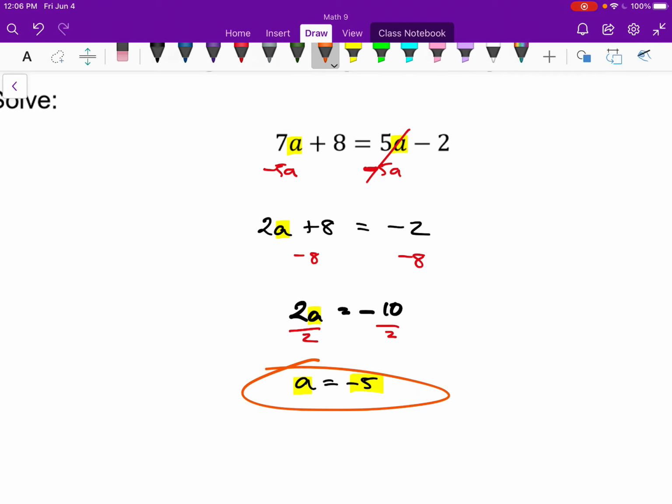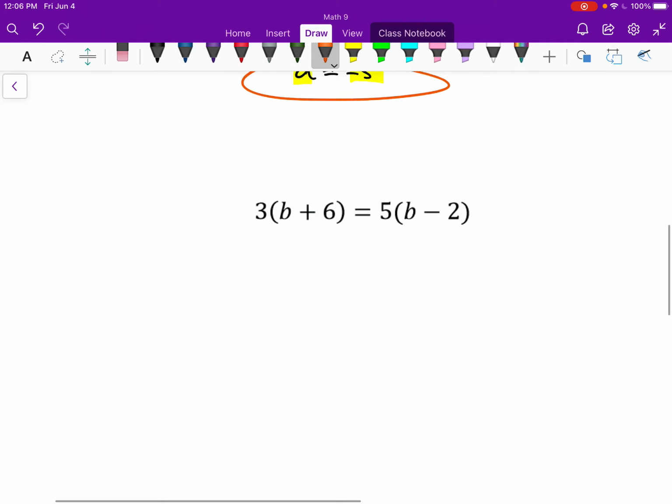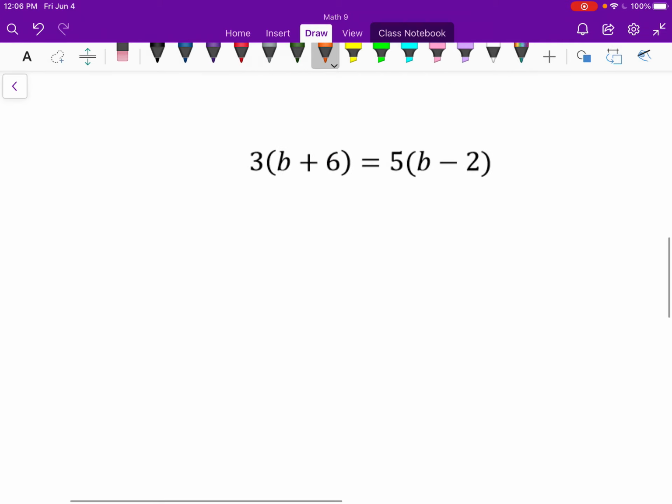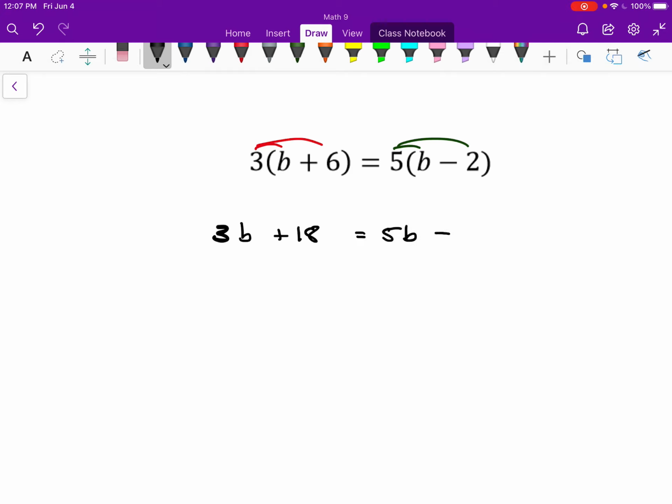All right, so with that said, I just have one more example here. I have variables on both sides of the equation, but they're also involving brackets. Lots of choices. I would recommend right away first distributing these coefficients in front of the brackets. So on the left-hand side, I have 3b plus 18. On the right side, I have 5b minus 10.